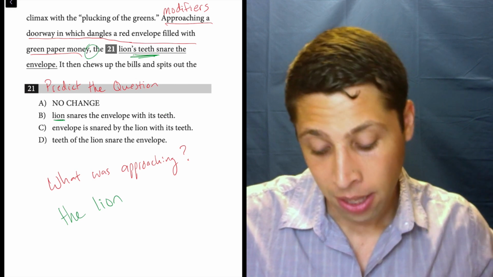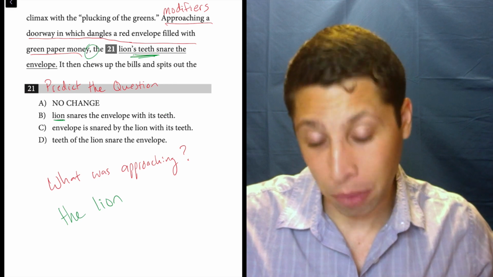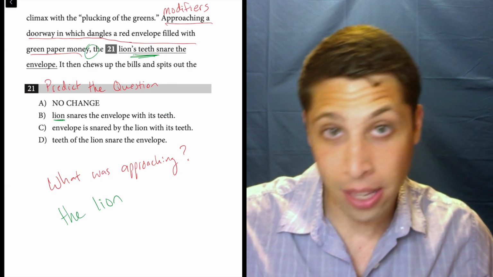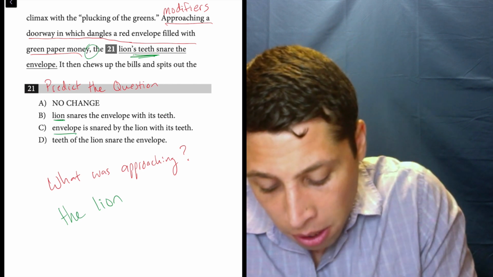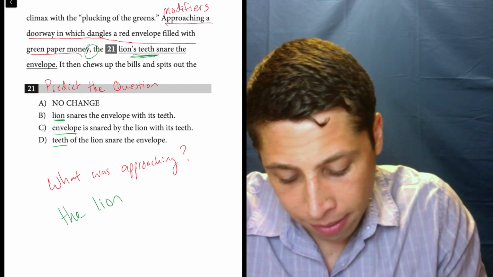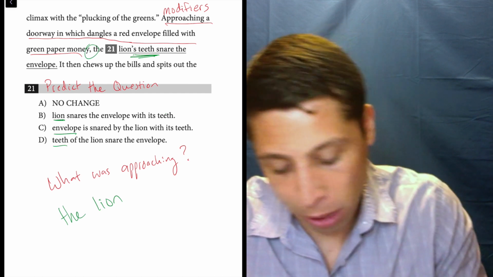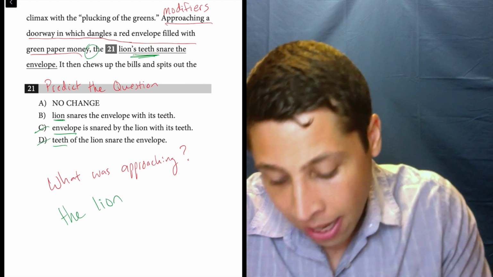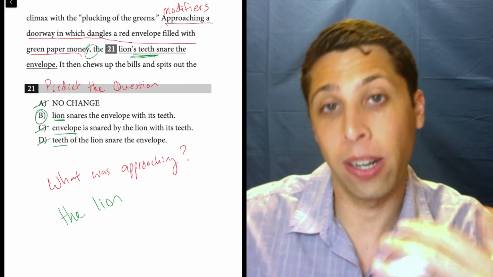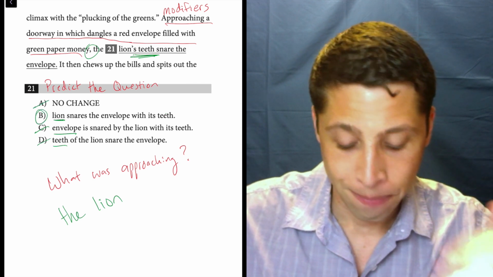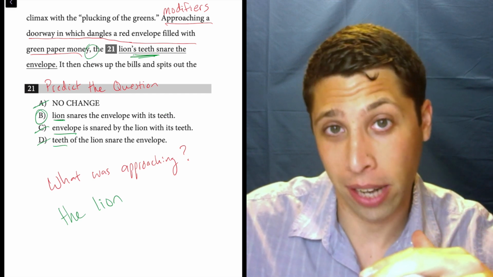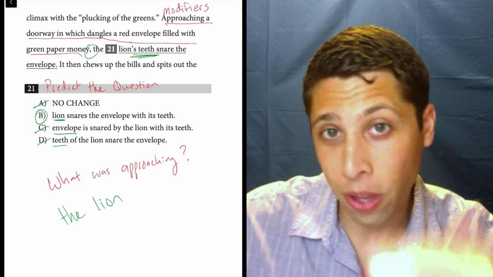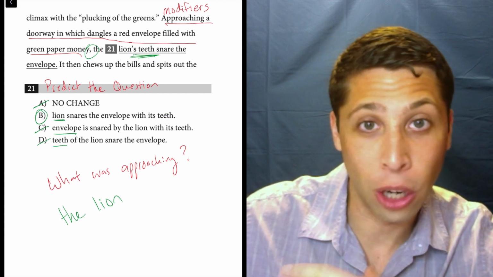Now, in C and D, we have similar problems, and I think it's more obvious that these are wrong, right? The envelope is snared by the lion with its teeth. That also sounds a little backwards, so that's wrong. And then, the teeth of the lion snare the envelope. Honestly, I don't know that that sounds particularly bad, but if we know this rule, we're not even really considering the other answers. Basically, because of the first three words, we know that they don't accomplish the goal of the rule, right?